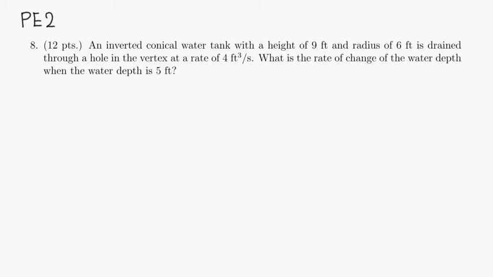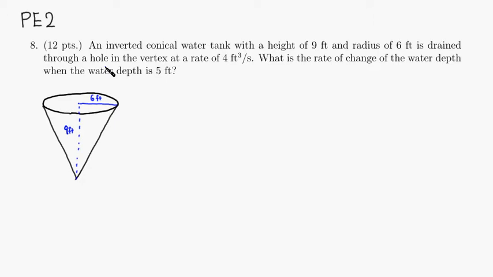Alright, let's look at practice exam 2, problem number 8. We have an inverted conical water tank. So it's a cone, and it's inverted. The height is 9 feet, so you look at the height here. It's 9 feet there, and the radius is 6 feet. So this right here is 6 feet.